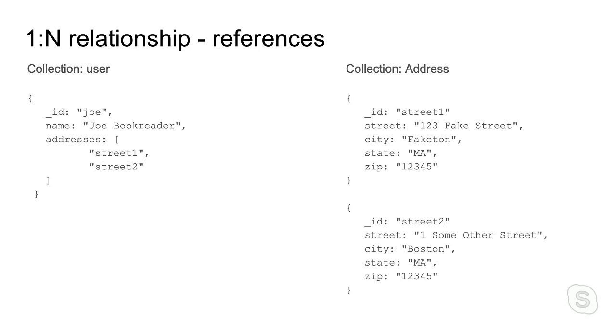If I see only the user collection, how do I know that street 1 is referenced somewhere? You don't. It must be managed by the developers. Developers must know what is what. Really? Yeah. Like this, it's just some string. Okay.